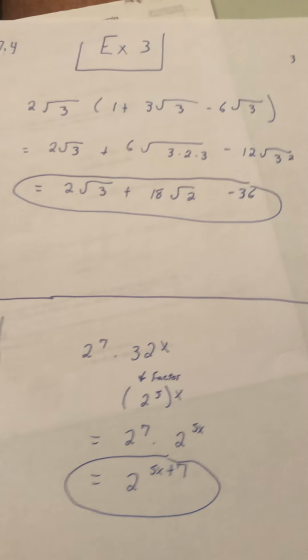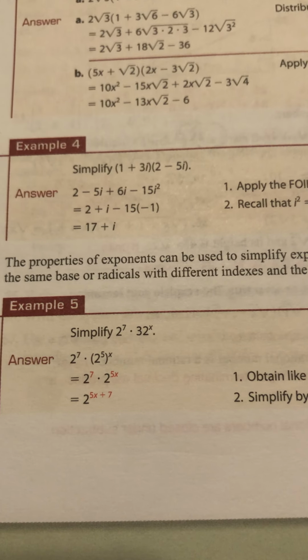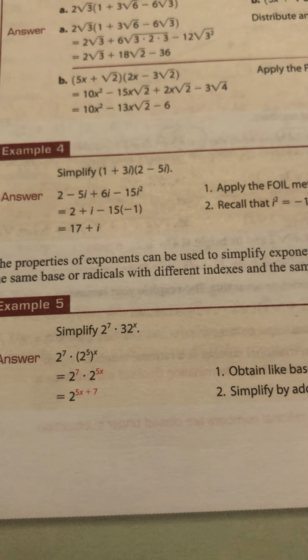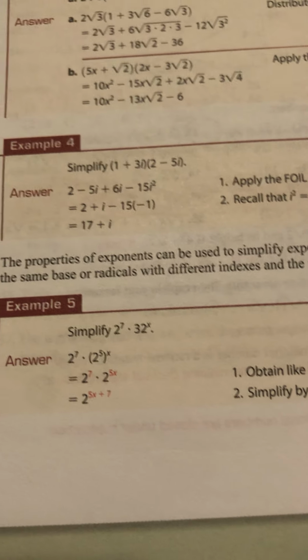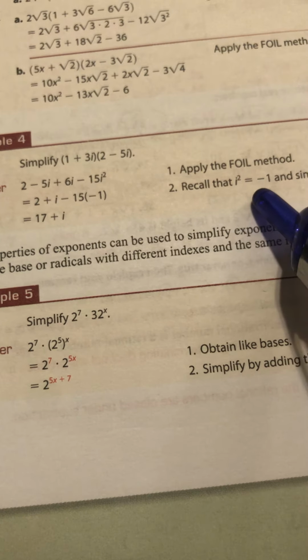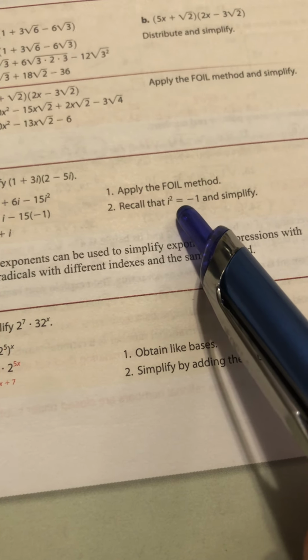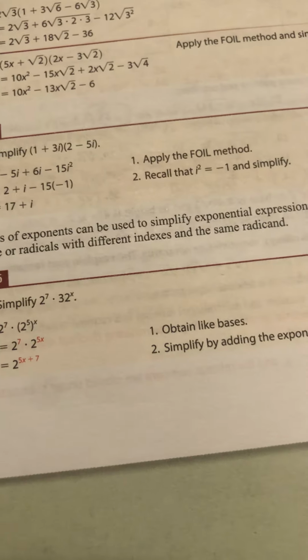And that's our answer. I didn't work out example 4 because I think you guys can do example 4, because it's just the FOIL method. And we did that countless times. One thing definitely do not forget: i squared equals negative 1.